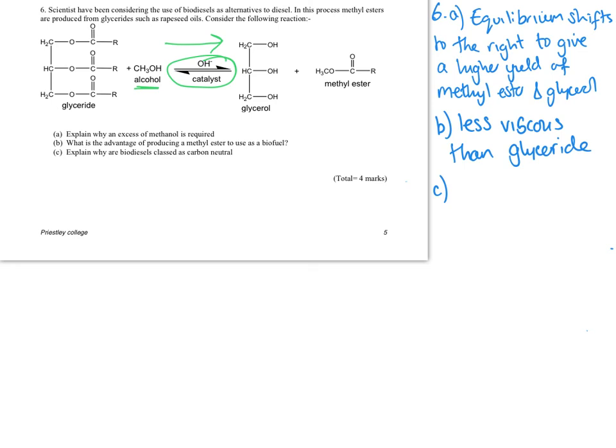Explain why biodiesels are classified as carbon neutral. There's no net production of carbon dioxide. So as the plant photosynthesizes and grows, it's absorbing carbon dioxide, and that's going to be the same amount that is given out when it's burnt as a fuel.